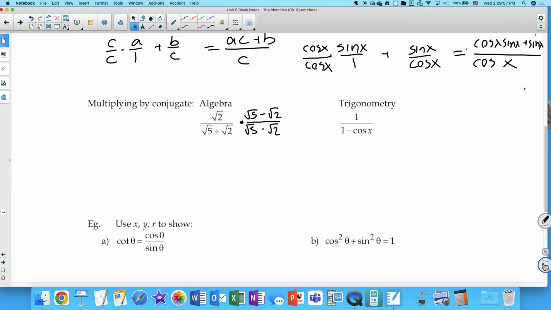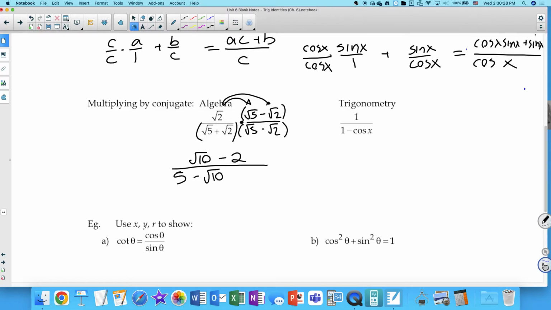And if we do that, what happens here is we get, okay, root 2 times root 5 is root 10, and then minus root 2 times root 2. So root 2 times root 2 is 2. So root 10 minus 2 over, this will be root 5 times root 5, which is 5. And then we get root 5 times root 2, so minus root 10.